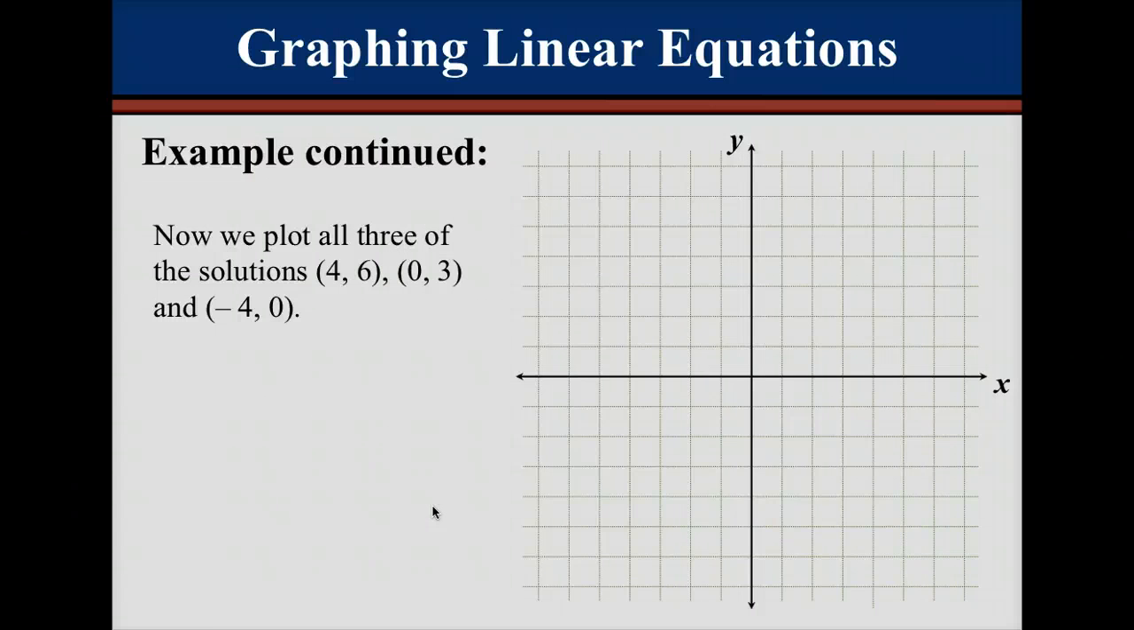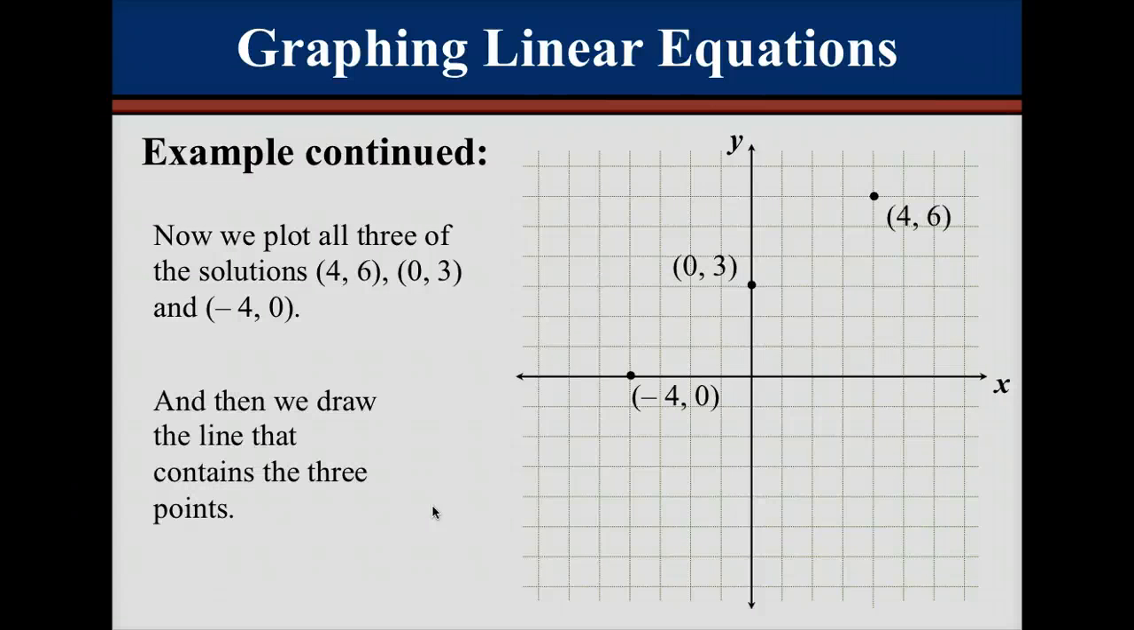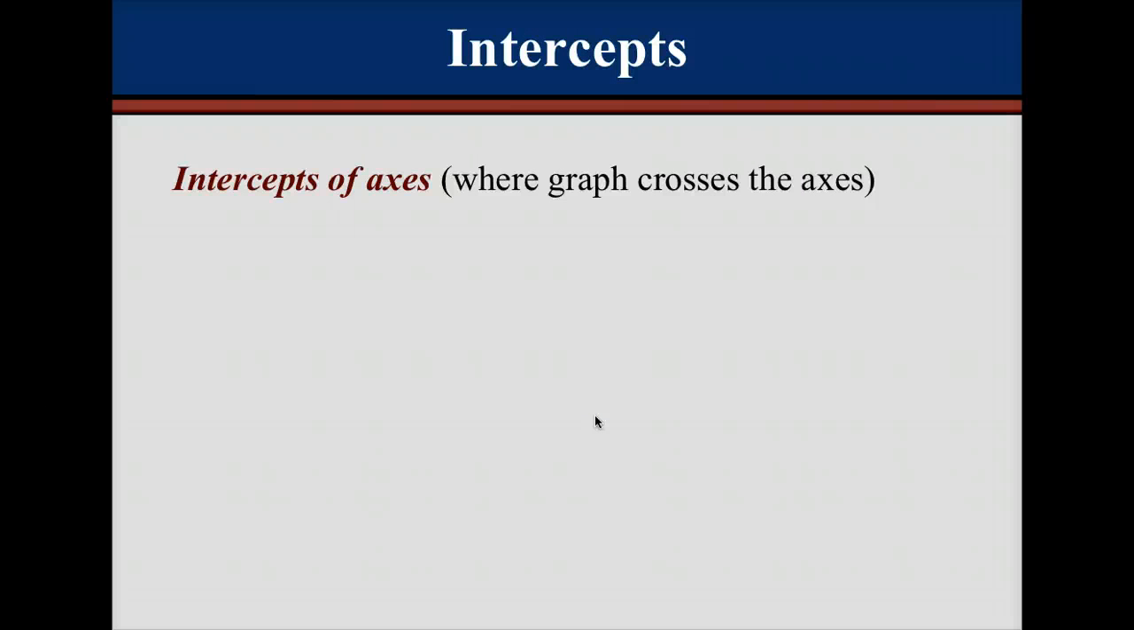Now we're going to plot all 3 of these points and draw a line connecting the 3 points. So any ordered pair that falls on this line will be a solution to that equation. We just made it easy because we got rid of the fractions. Next, we're going to look at intercepts of axes. This is where the graph crosses the axes.